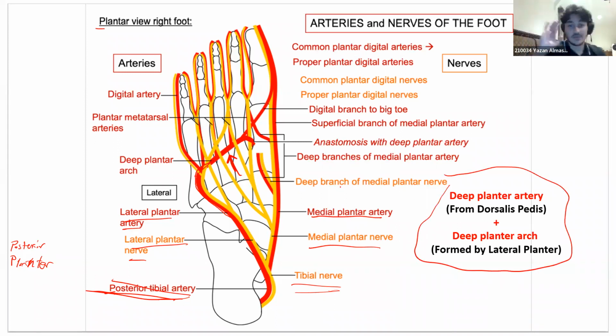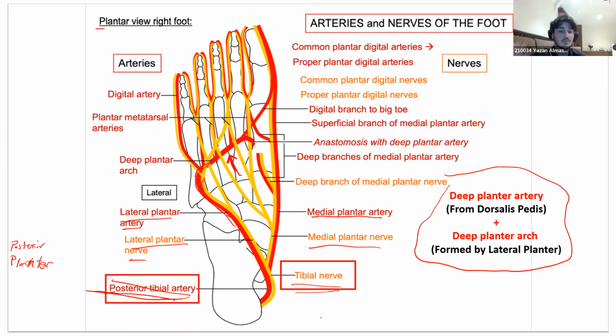Okay, so from this slide, what do we need to remember? We need to remember that the deep plantar artery will join with the deep plantar arch. Where's the deep plantar arch coming from? It's coming from the lateral plantar artery, which is also coming from the posterior tibial artery. So we also need to remember that the plantar side of the foot is supplied by the tibial nerve, and the artery supplying it is the posterior tibial artery.